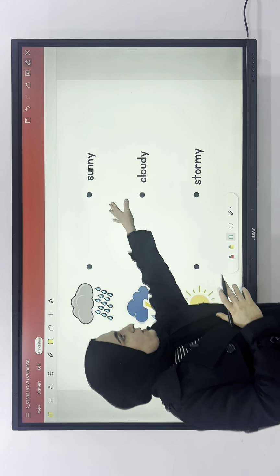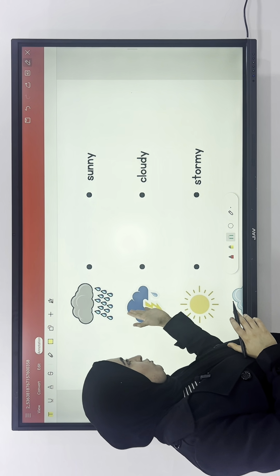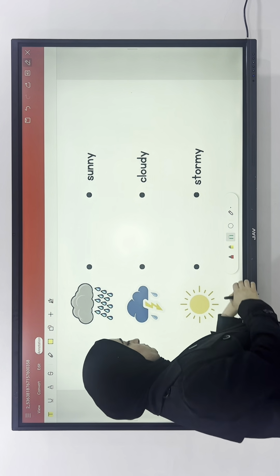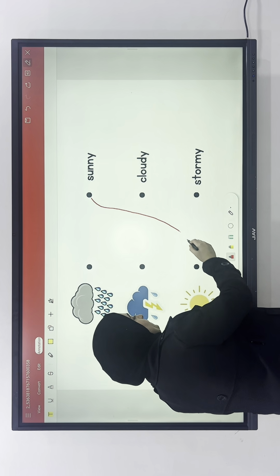Sunny. So this is sunny. Which type of weather is sunny? Which picture is sunny? This is sunny.